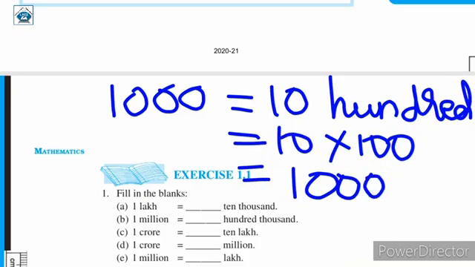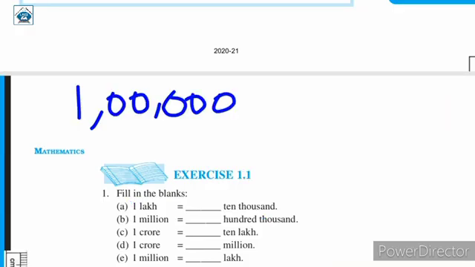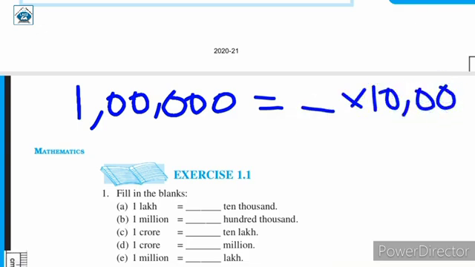In the similar manner, we need to find out what is 1 lakh equal to in terms of 10,000. So here, how will we write 1 lakh? 1 followed by 5 zeros. As you can see here, ones, tens, 100, 1000, 10,000 and lakh. So this is how we write 1 lakh. It has 5 zeros. And we know that 10,000 has 4 zeros. So dash into 10,000 we get 1 lakh.